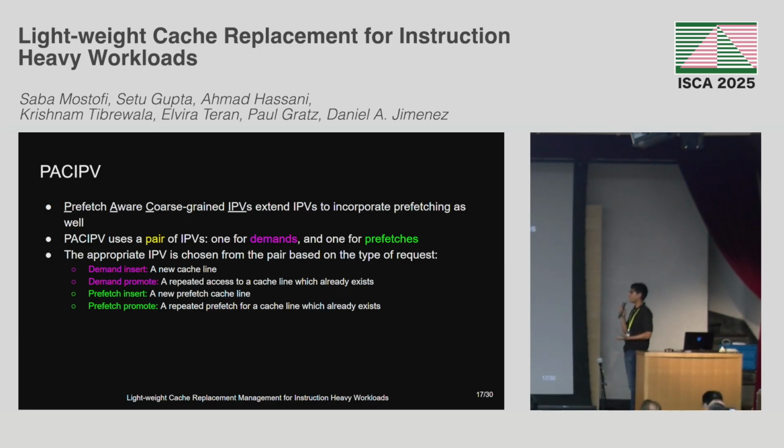So a PAC IPV pair consists of 2 IPVs. We have the demand IPV and we have the prefetch IPV. All the demand requests, the inserts and the promotes, are going to be handled by the demand IPV, and the prefetch requests, the inserts and promotes, are going to be handled by the prefetch IPV.